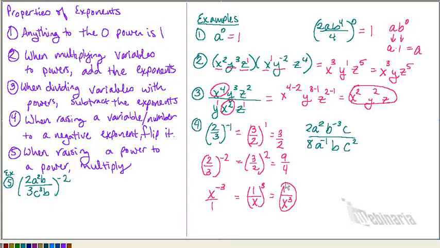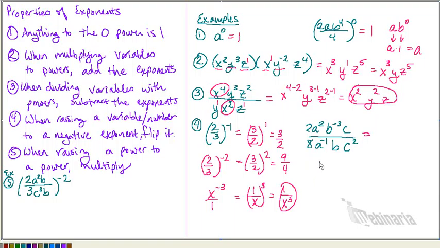Let's look at an example that's a little bit harder here on the right-hand side. Now I have 2a squared, b to the negative 3c, over 8, a to the negative 1, b, c squared. We're going to use all of the properties that we've used already. So let's first look at the numbers. 2 over 8 out in front.